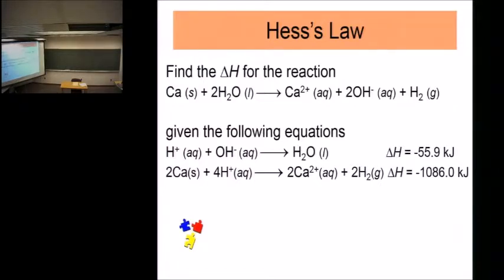You're working with this one first, aren't you? Okay, where's this one? Look down here. Can you find it somewhere? Where is it? There. Does it match exactly? No. So what do you have to do?